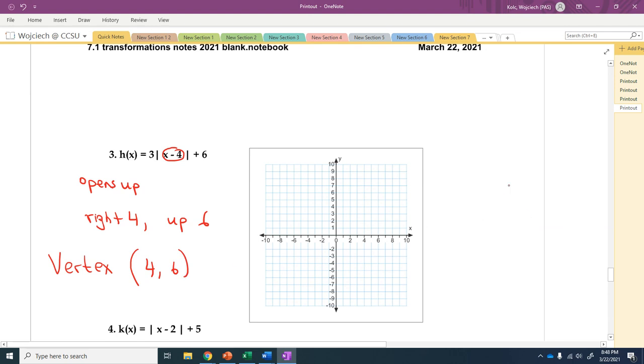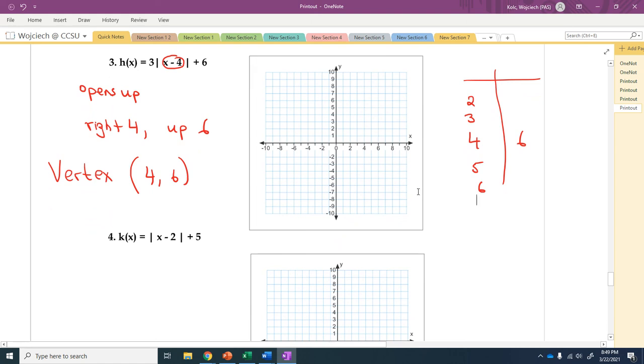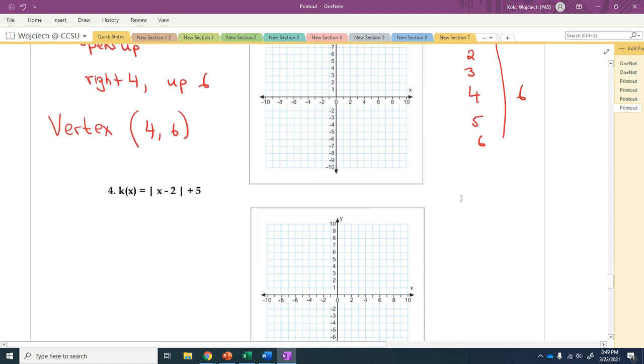And then you can make a table of values. If you want to practice, 4, 6 is your vertex. So maybe pick a point 3 and 2 and pick 5 and 6. Okay, you can evaluate for y and you can graph it. You can always check your work on a graphing calculator or Desmos.